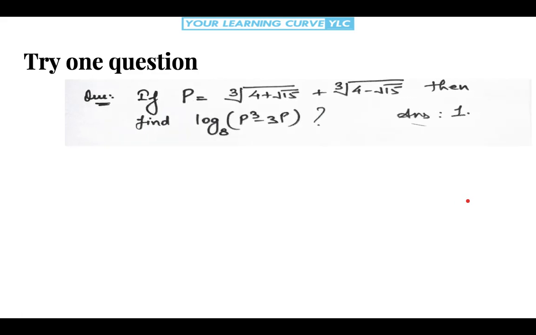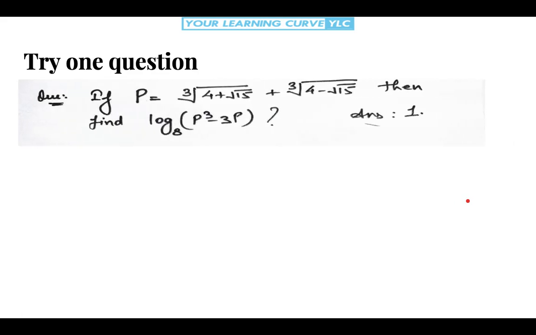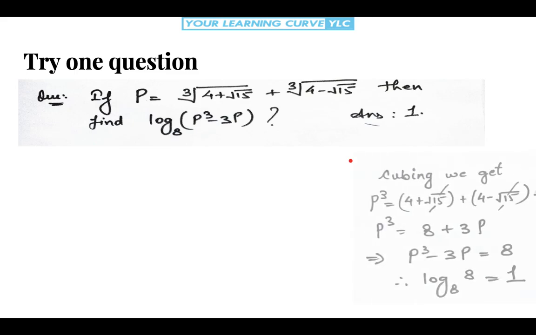Let's do a question. The question is, if p is equal to cube root of 4 plus root 15 plus cube root of 4 minus root 15, then you have to find the value of log of p cube minus 3p to the base 8. The answer is 1. You pause the video, try this question and then look at the solution.